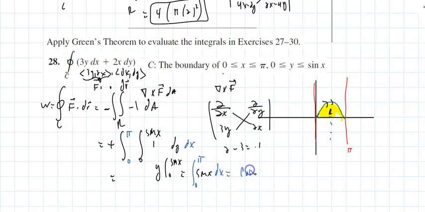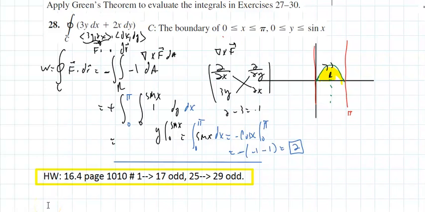That would be the negative cosine of x from 0 to pi. That would be negative 1 minus 1, so that would be a 2 altogether. Yep, positive 2. Okay, and that's pretty much it. And there's your homework, page 1010, 1 through 17 on 25.